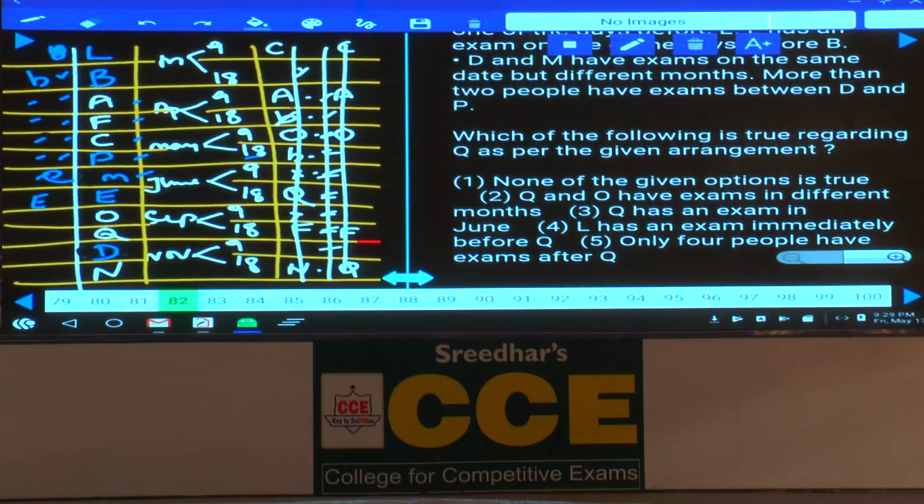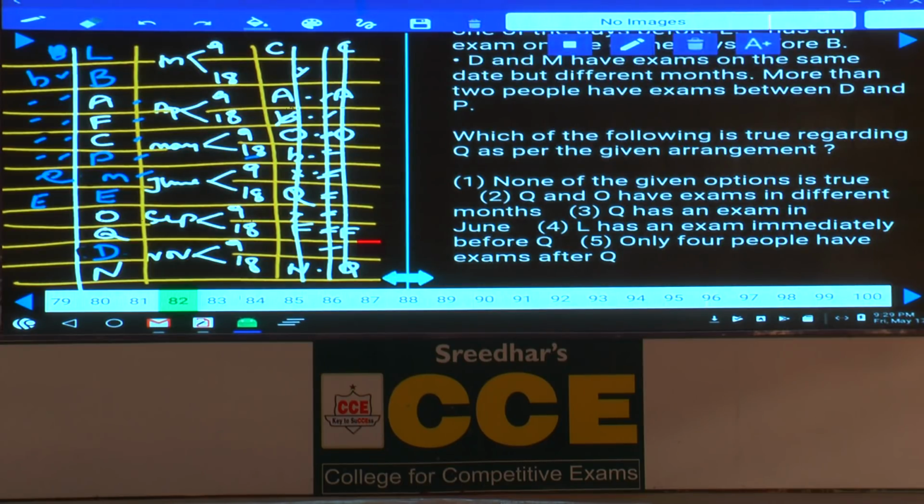Which of the following is true regarding Q as per the given arrangement? Q and O have their exams in different months. Q and O different, that is false. Q has an exam in June. That is again ruled out.